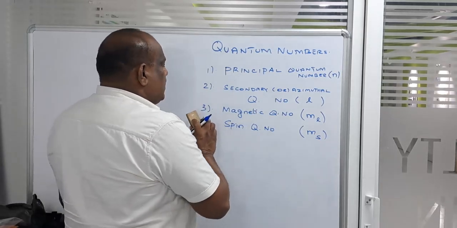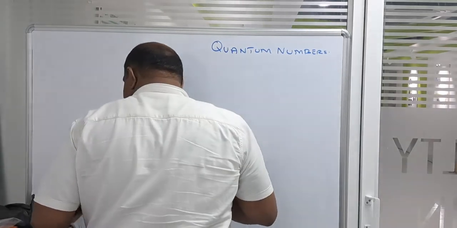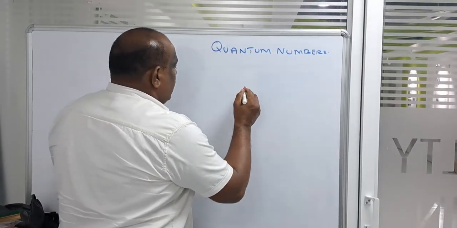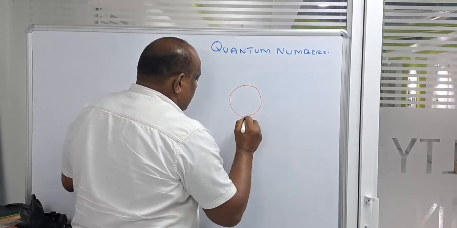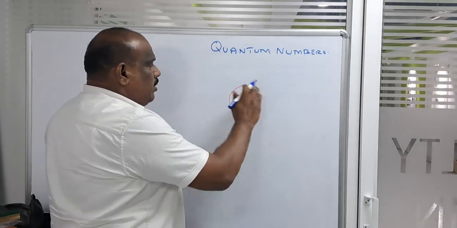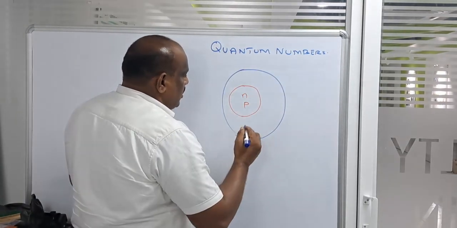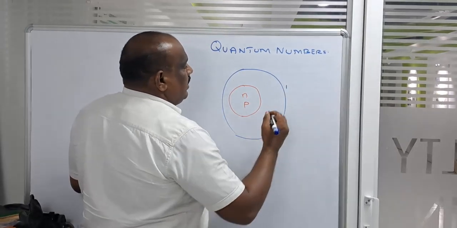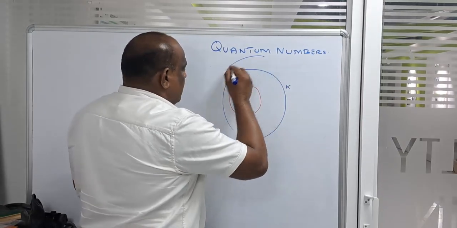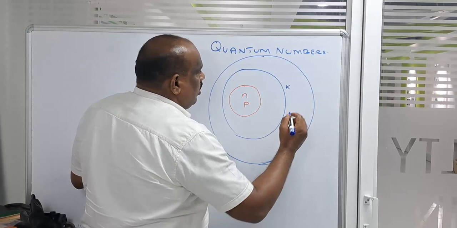So let us now see the principal quantum number designated by the small letter n. All of us know this is the nucleus. Within the nucleus, we know neutrons and protons are there. So this is a solid body. Now the first orbit comes. This is called the first energy level. This is the first orbit indicated by letter K. Then the second orbit comes, or the second energy level, or second shell, whatever name you can call it, it is L.